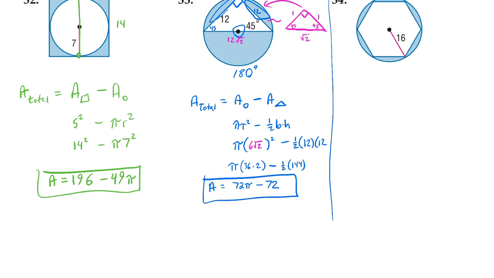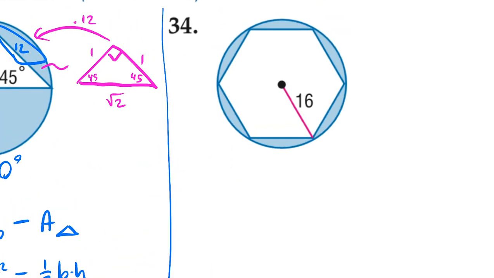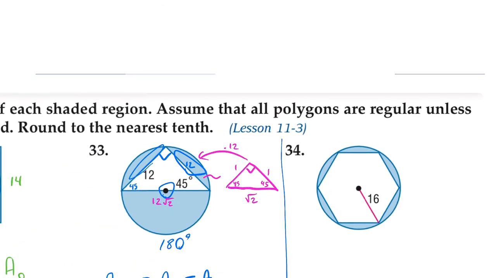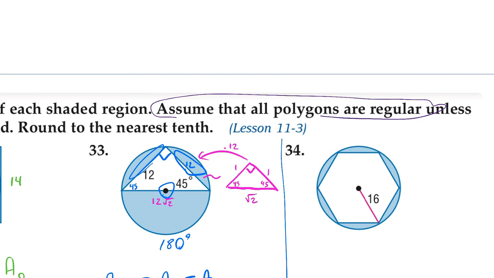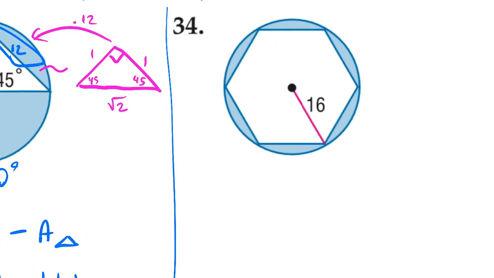All right, let's switch colors one more time. We'll go purple this time. We'll zoom in. All right, so this one, whoa, we got a regular hexagon. This is crazy. Well, remember regular hexagon, and the reason I know it's regular, it says assume that all polygons are regular unless otherwise stated. So this is a regular hexagon.